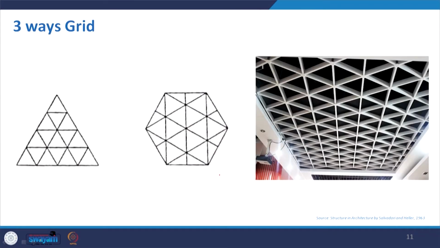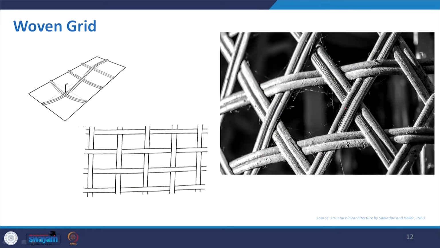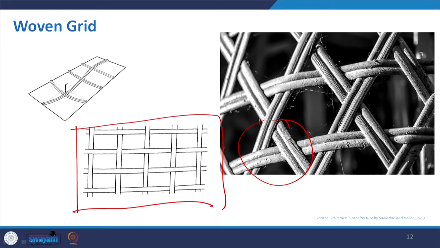Coming to the three-way grid, as I mentioned, it will make a formation of triangle or hexagonal shape for the roofing. Now, the woven grid, as I mentioned, will look something like this, where the interlacing takes place. So, if you consider this image, the concept image, it is basically the woven grid.